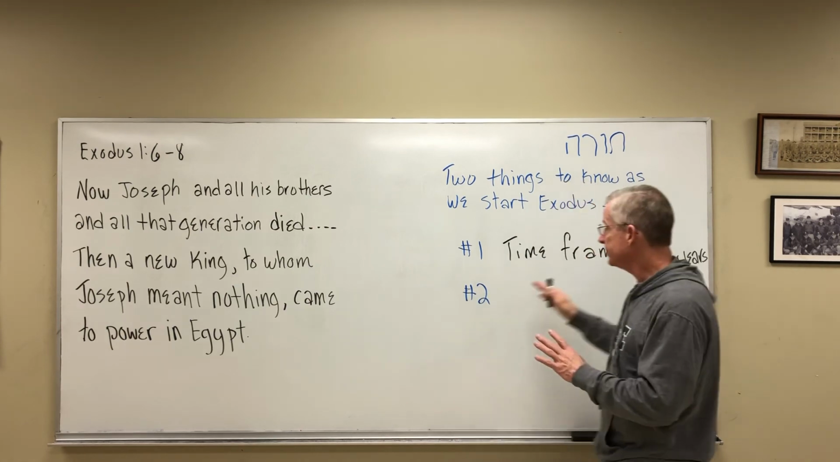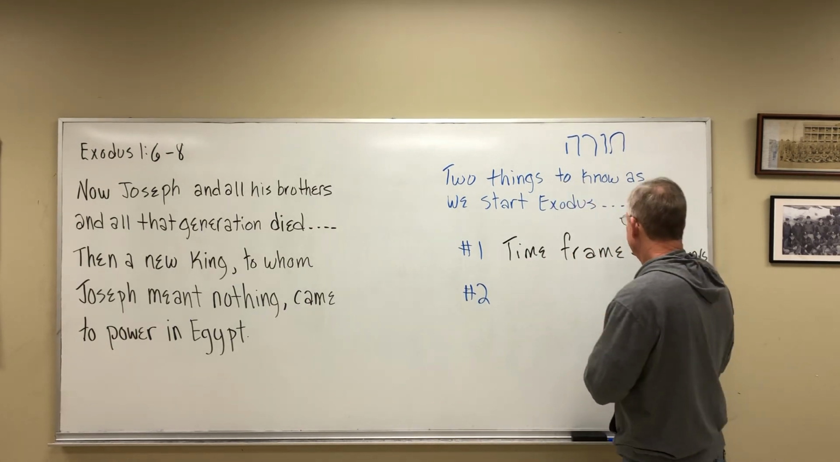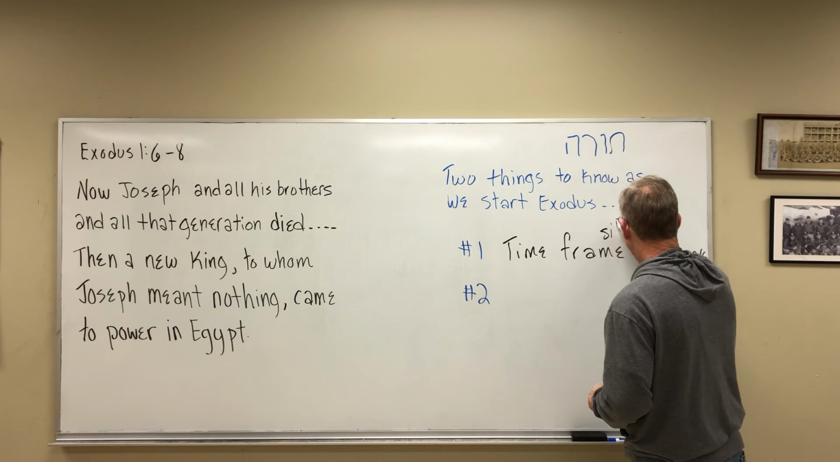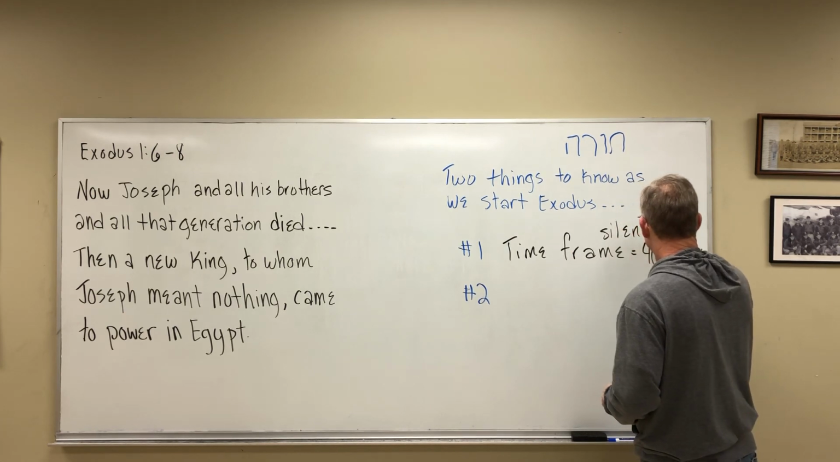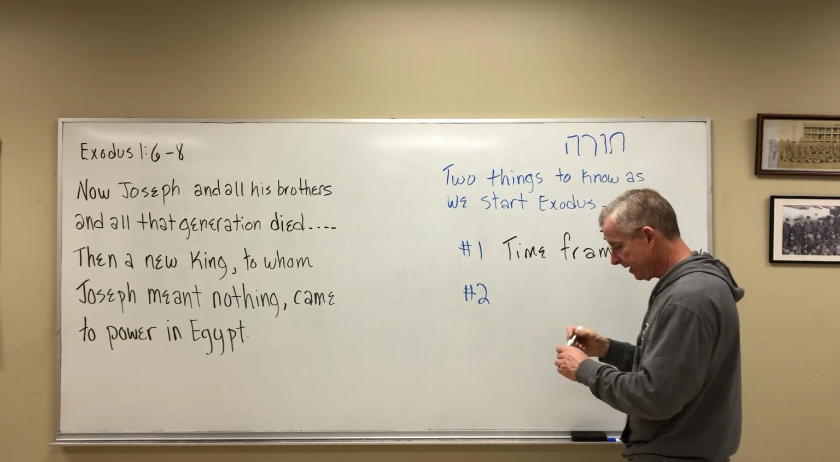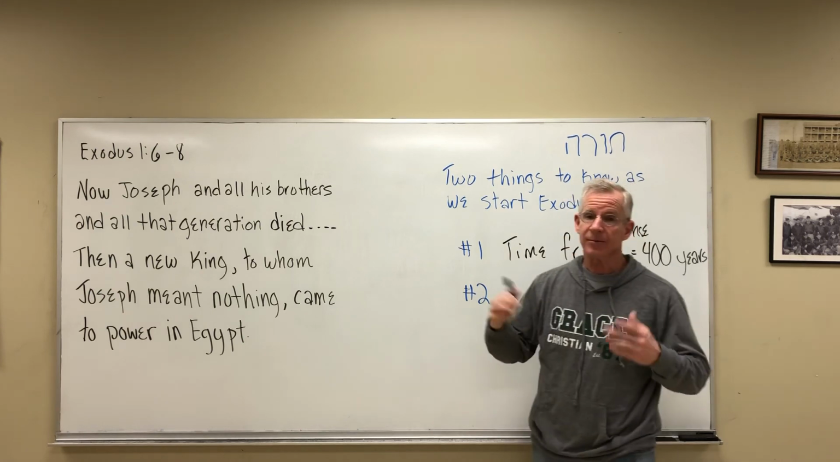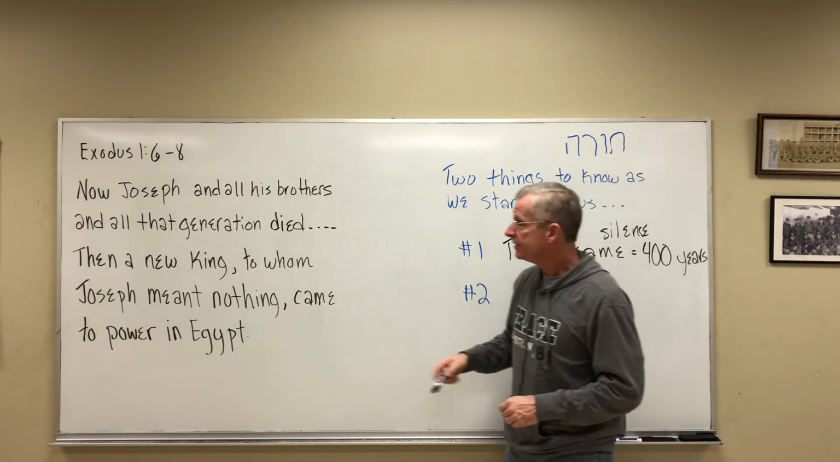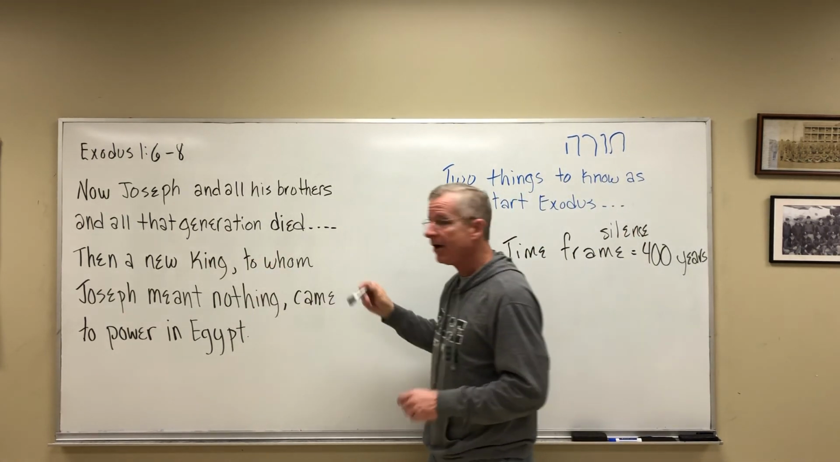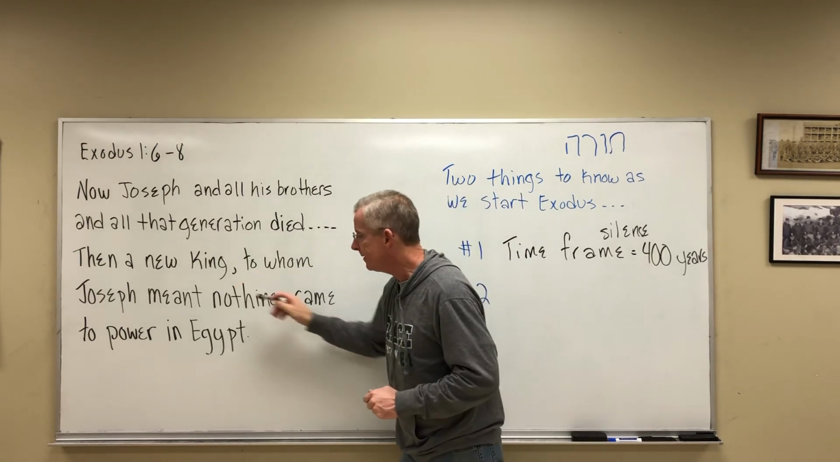So the first thing is, it's a time frame, and what this means is, as far as we know, there was silence from God to his people. That brings us to the second thing. It says there a new king came to power in Egypt, to whom Joseph meant nothing.